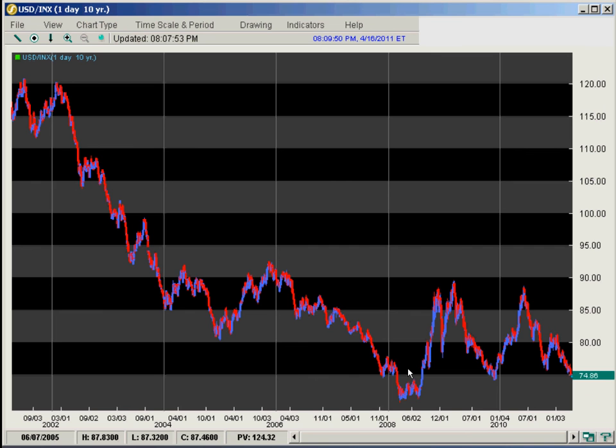A triangle is always a B wave or a fourth wave. Now if you go back in time from here, you'll see impulse down, correction, impulse down. And that's the most data that we have on record. So that can't be a B wave.